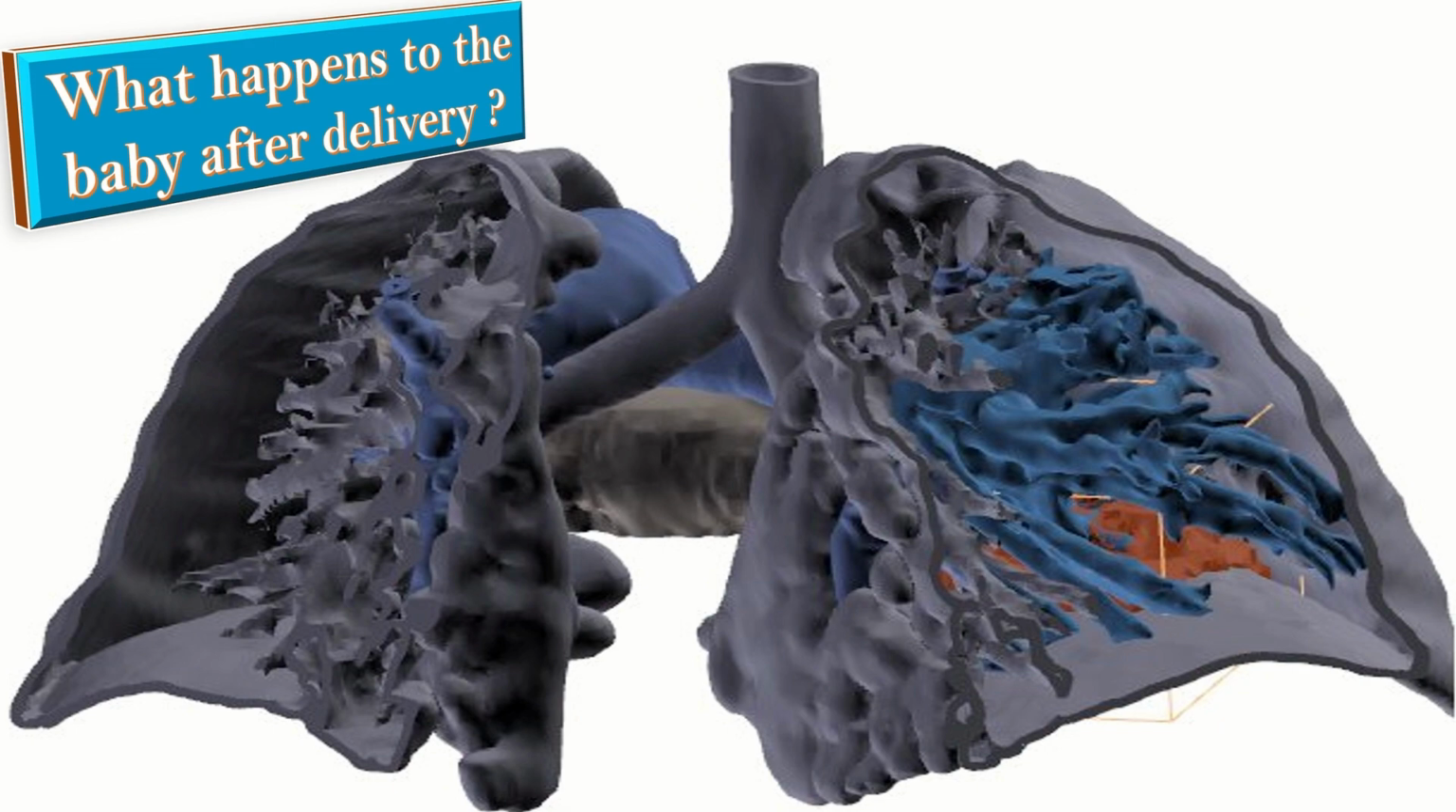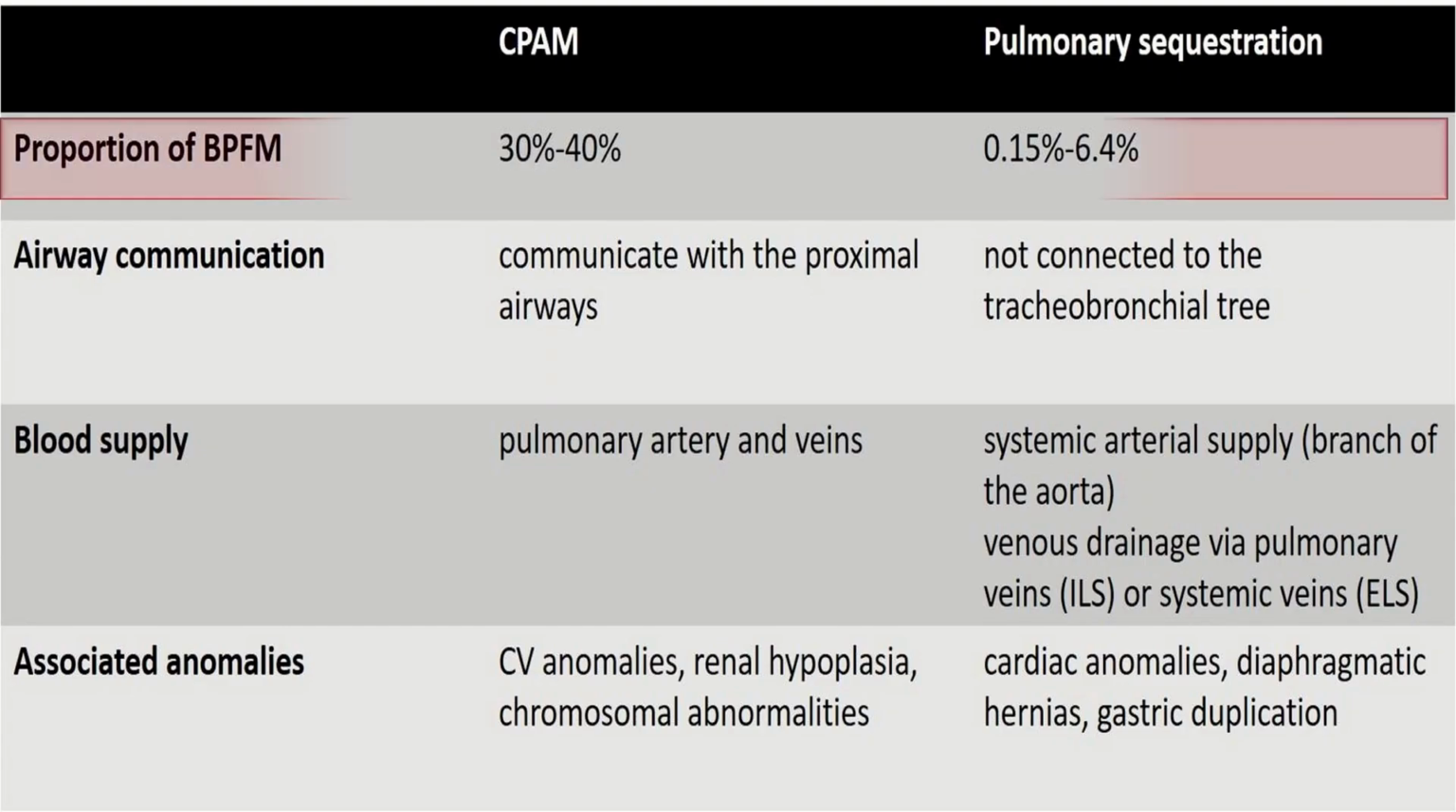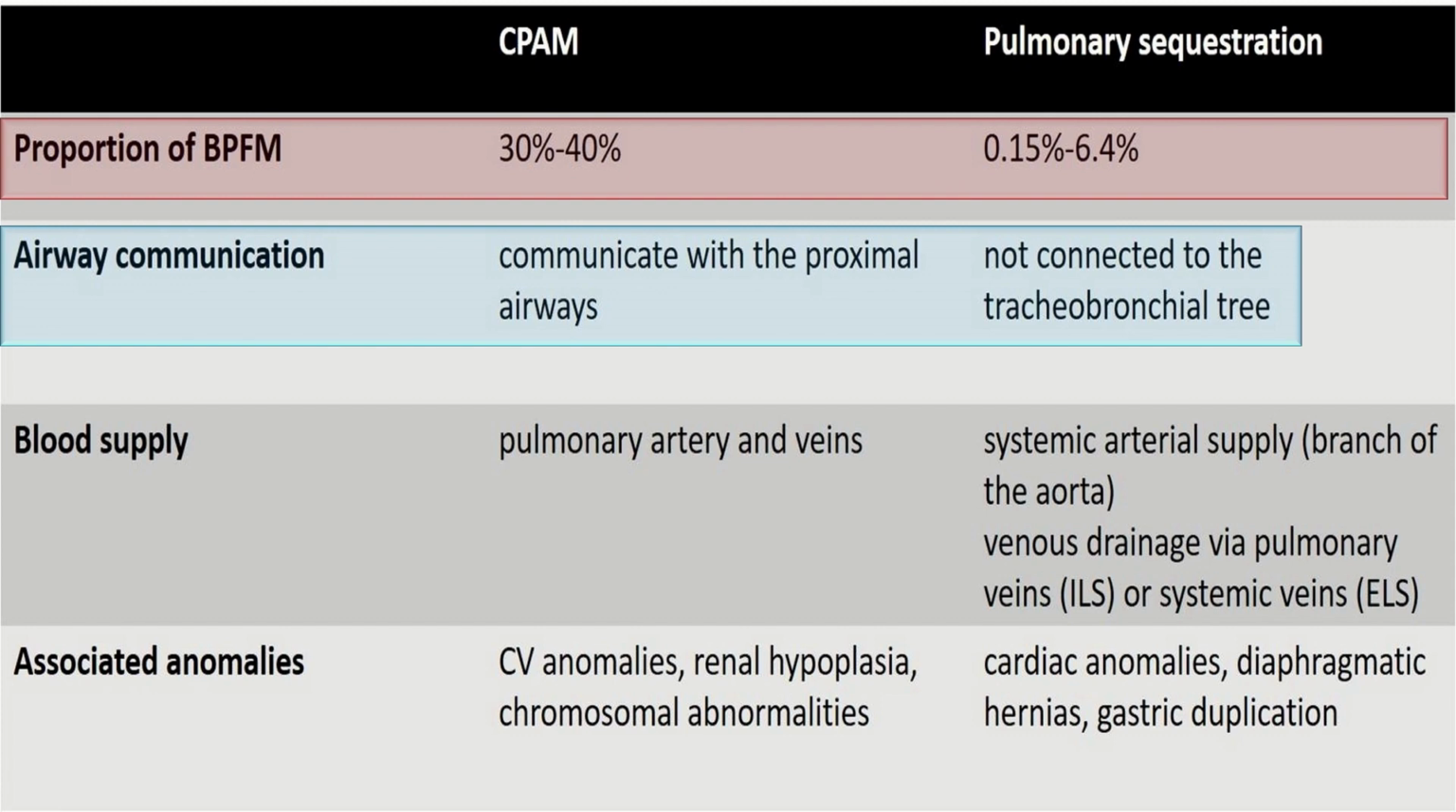Now, the proportion of bronchopulmonary foregut malformation in CPAM is 30 to 40%, while it is 0.15 to 6.4% in the case of pulmonary sequestration. The multiple lobes communicate with the proximal airway in the case of CPAM, while these are not connected to the tracheobronchial tree in the case of pulmonary sequestration.